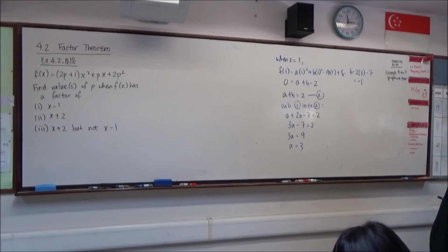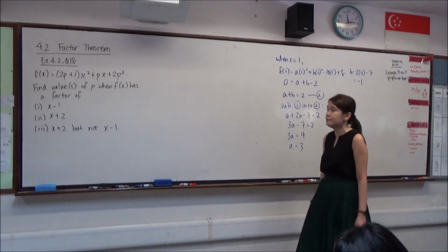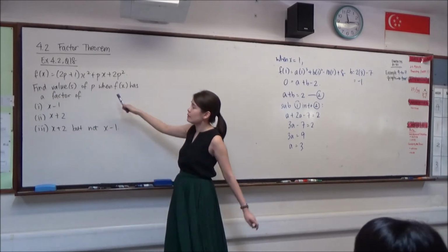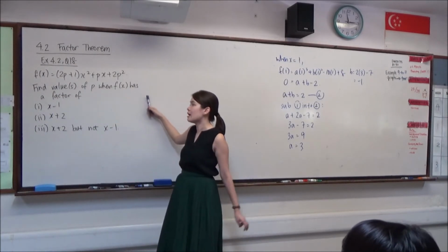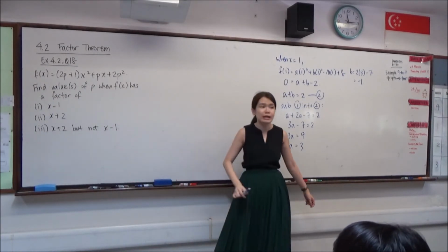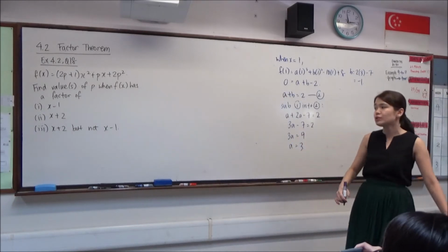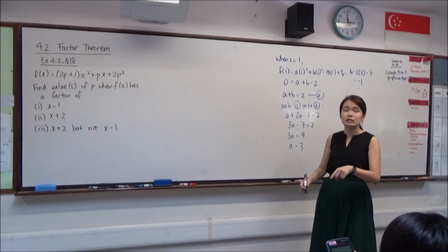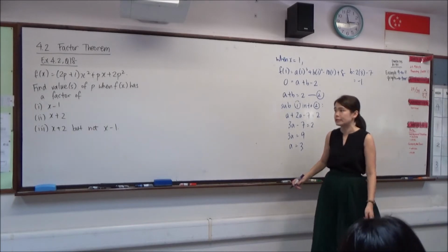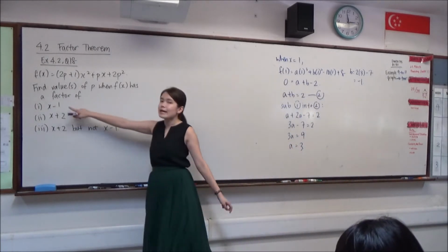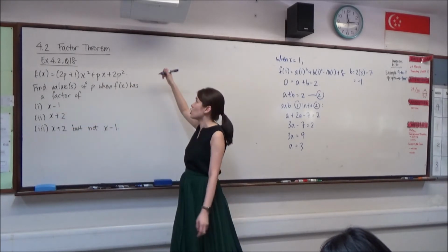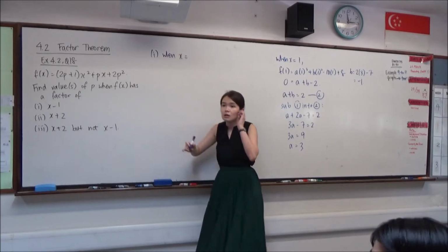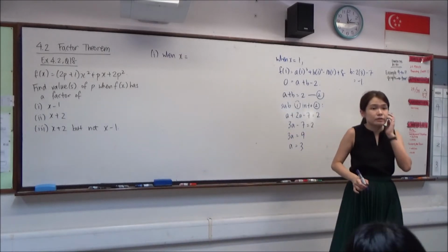We take a look at exercise 4.2, question 18. We are given this function over here, and we want to find the values of p when f(x) has a factor of x minus 1, x plus 2, and then in part 3 we want it to be such that x plus 2 is a factor but x minus 1 is not a factor. So when we say that x minus 1 is a factor, what is the choice of x value I will use? What's the choice of x value that I should choose?